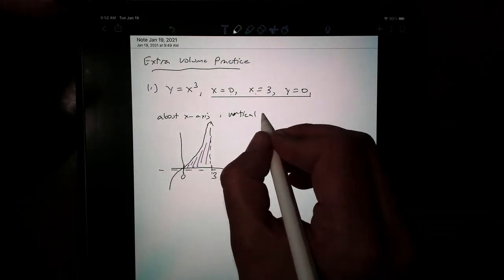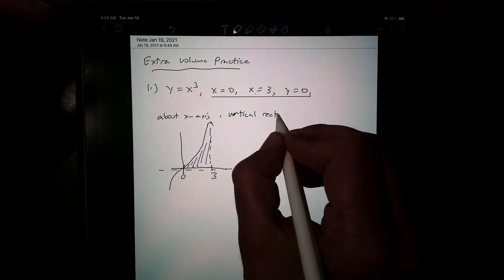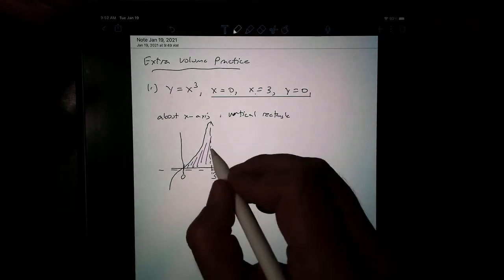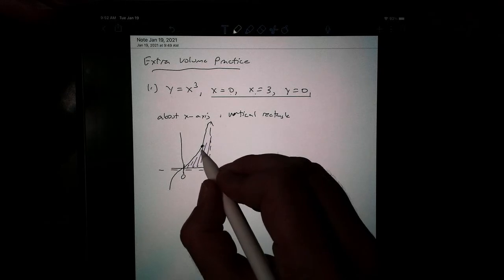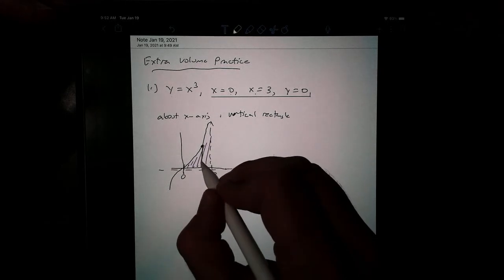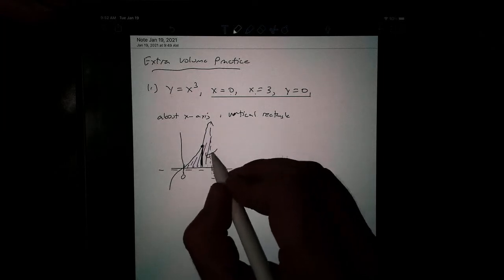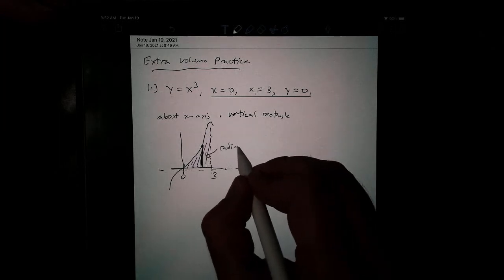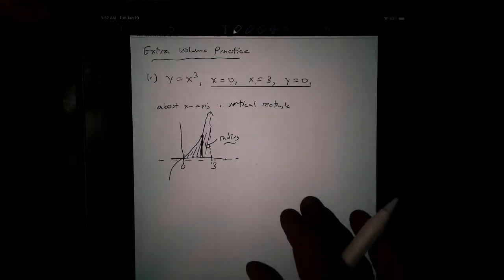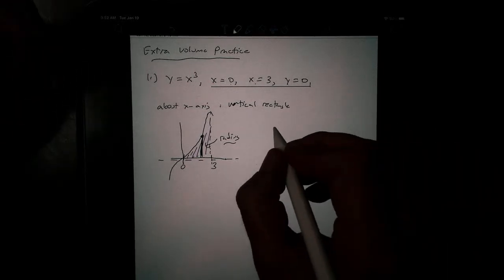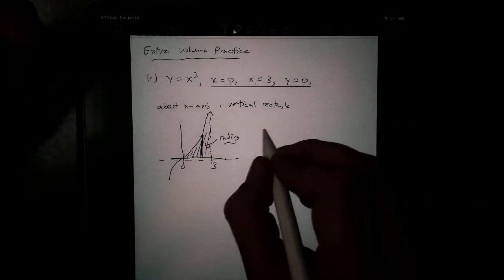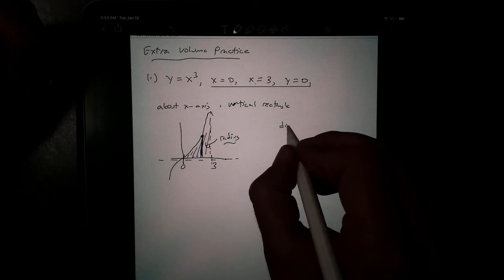That's nice because we don't have to switch our variables around, so that's kind of a good thing for us. So from the x-axis, I measure my rectangle to the x-axis. So from my function to the x-axis. Remember, this is going to give us the radius. So this is going to be a solid disk. So I'm going to use my disk method.